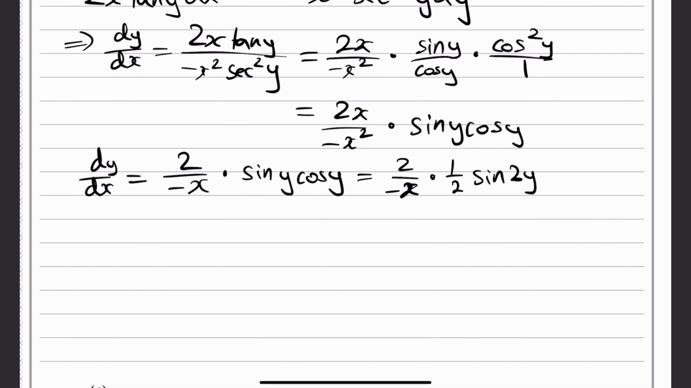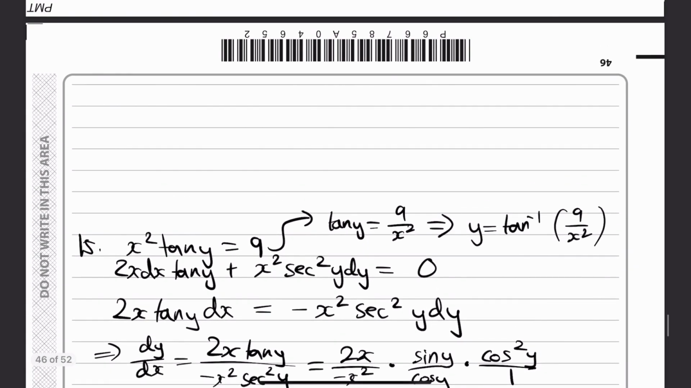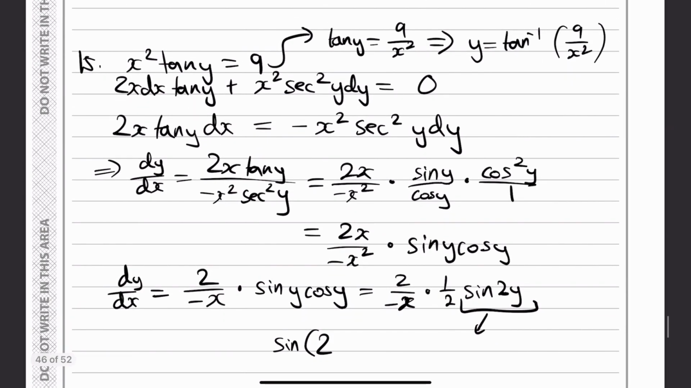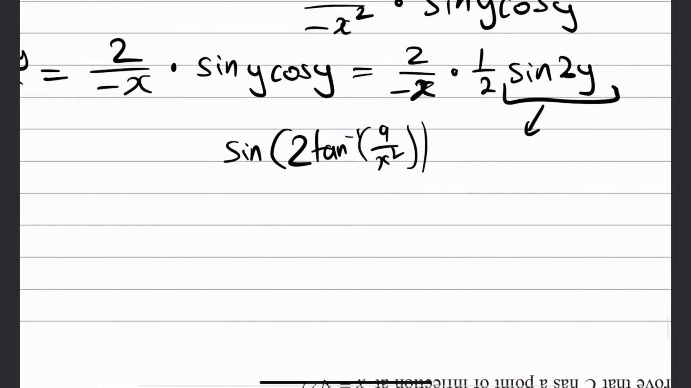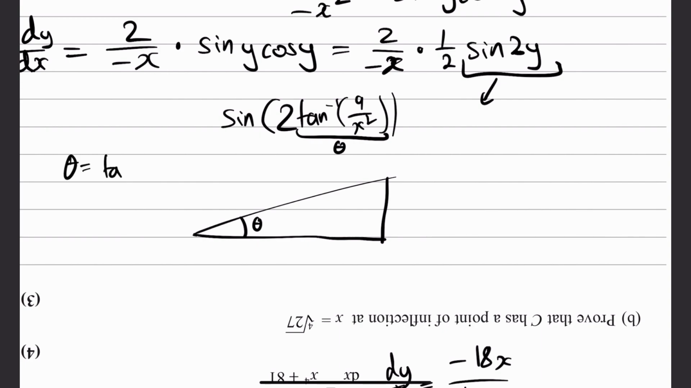Sine of 2y. Okay, so now our mission is just to simplify this. So we're basically trying to put sine 2y, and we know y is arctan of 9 over 2x squared. So what usually helps is to draw out a triangle. If we label this bit as theta, not a unit circle, Pythagoras, or just a triangle. So if we say theta is equal to tan minus 1 of 9 over x squared, then tan theta is equal to 9 over x squared.